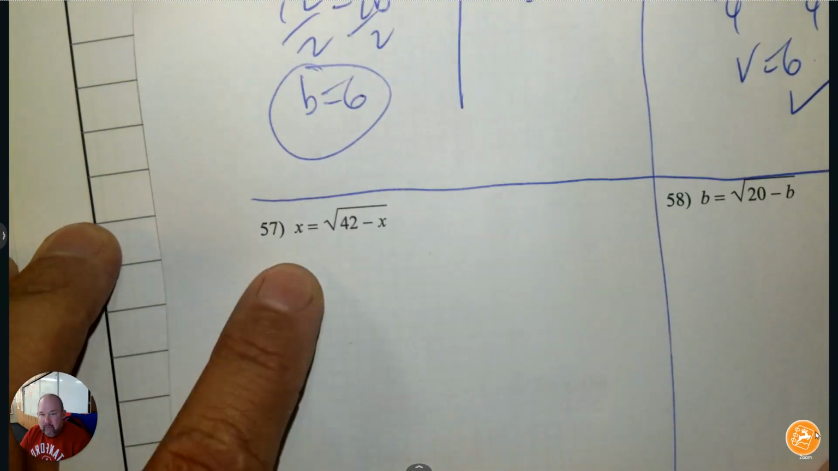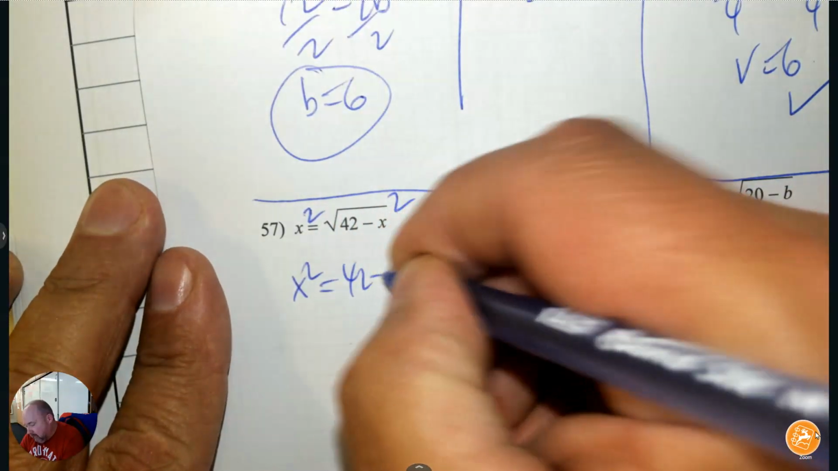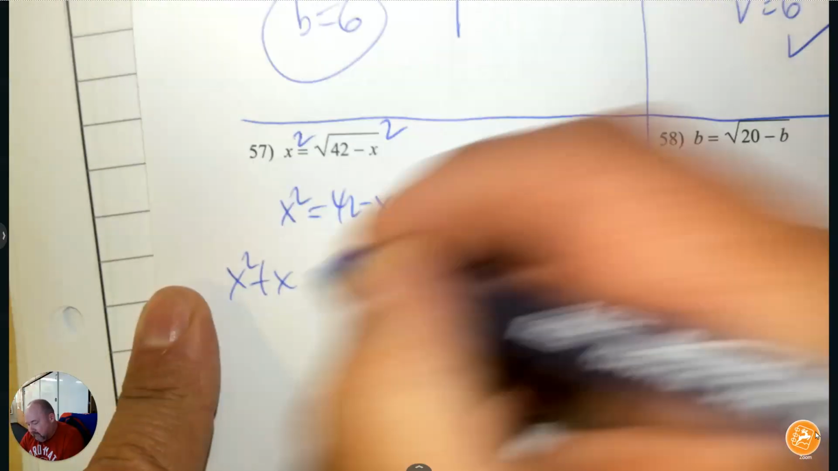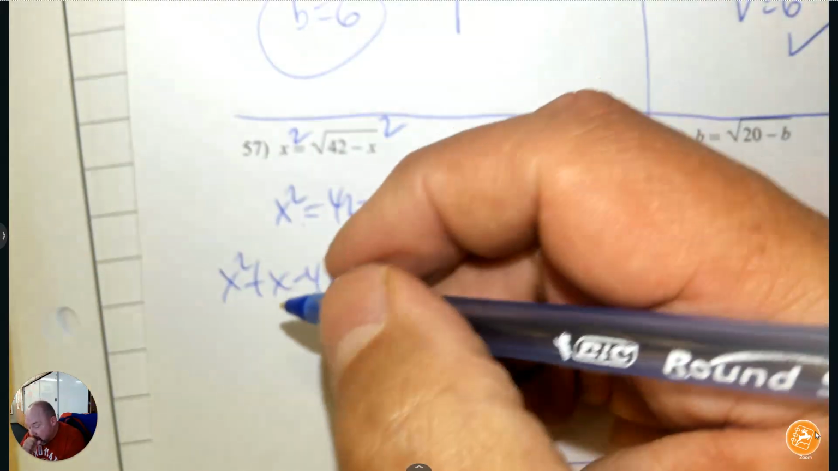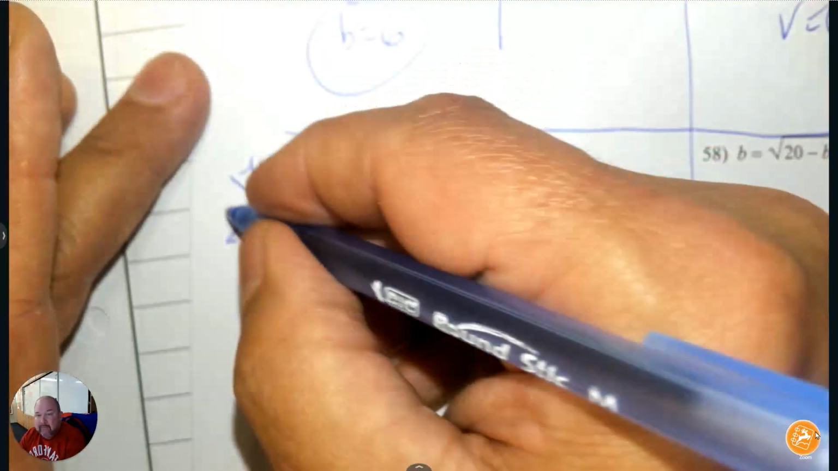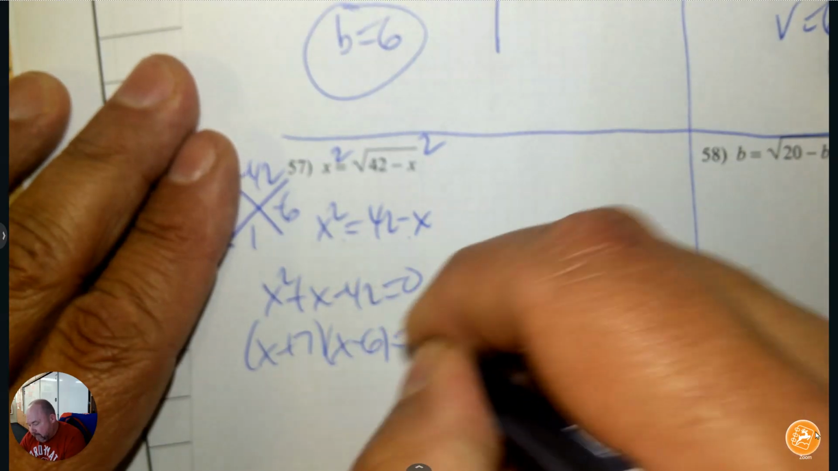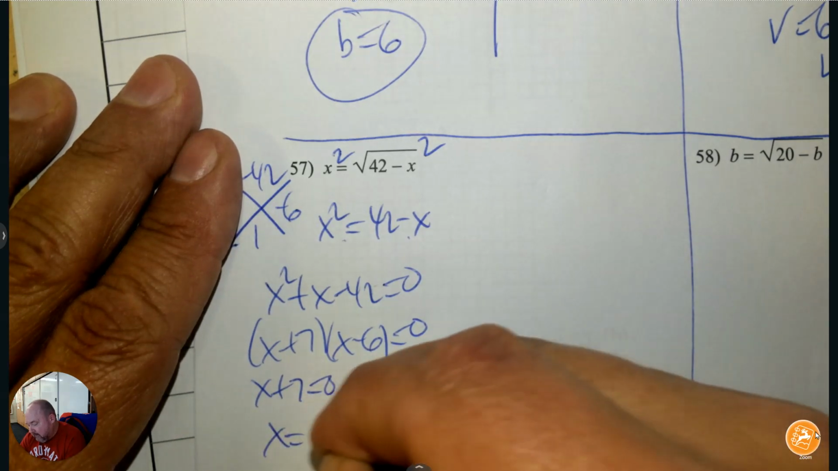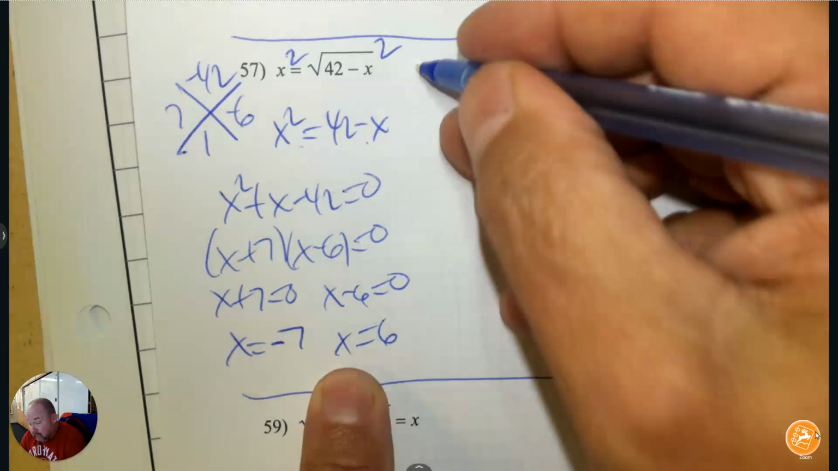Number 57, again, we're going to undo the square root by squaring both sides. That gives me x squared equals 42 minus x. I'm going to add x and subtract 42, and then I'm going to factor it. The two numbers that multiply to negative 42 and add to 1, and those two numbers are 7 and negative 6. And then when you solve this, so each factor equal to 0, one answer is negative 7, and then the other answer is 6. We got to make sure both work.